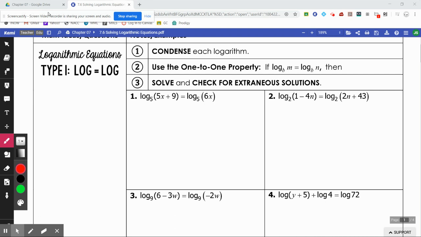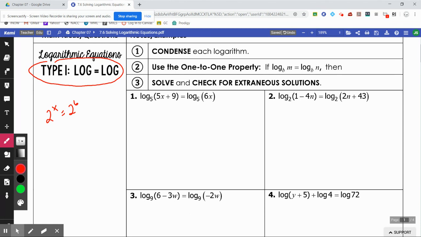Okay, in this video, we're going to start solving some logarithmic equations. And the first type that we're going to be solving is of the form log equals log, which is very similar to something we've already done. And the reason this is very similar is because a logarithm and an exponent is basically the same thing.